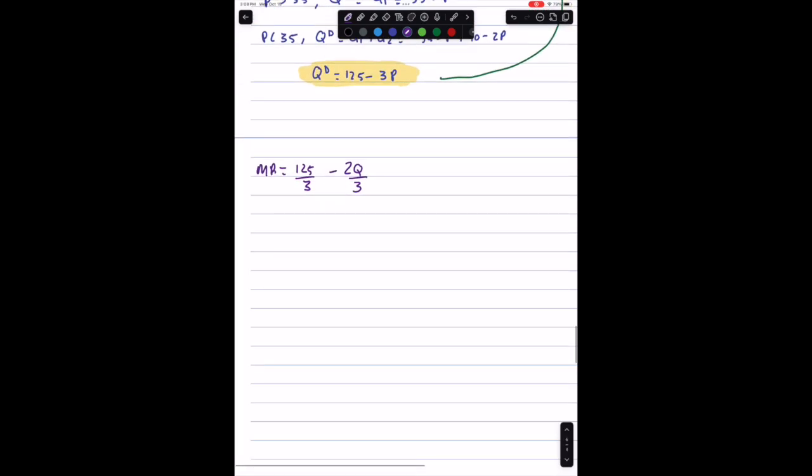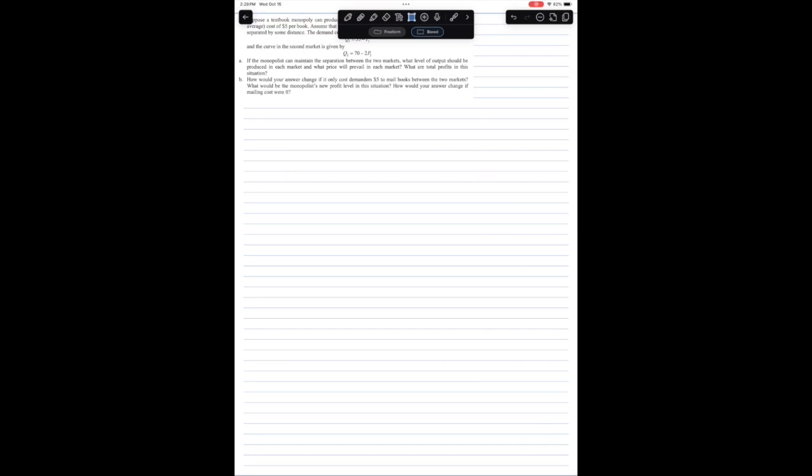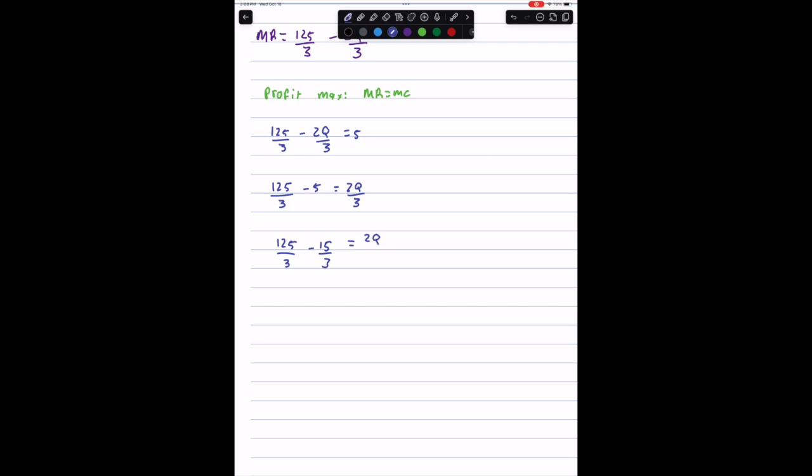Okay, now we can do our profit maximization, which we know occurs at marginal revenue is equal to marginal cost. We will get 125 over 3 minus 2Q over 3 is equal to 5. 125 over 3 minus 5 is equal to 2Q over 3. 125 over 3 minus 15 over 3 is equal to 2Q over 3. We know that 110 over 3 is equal to 2Q over 3.